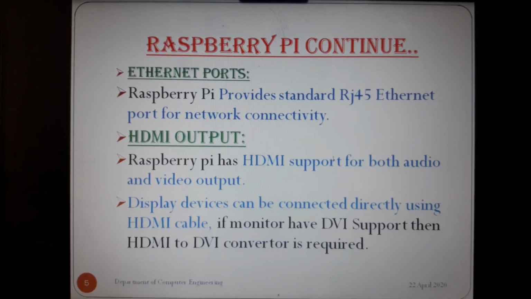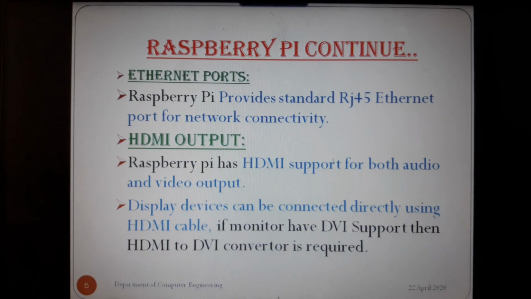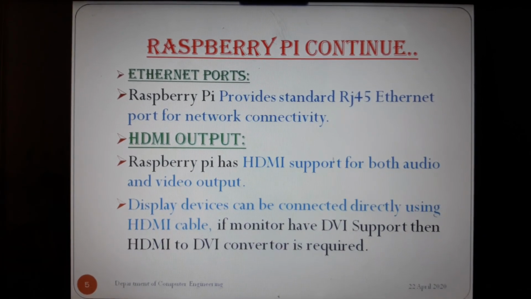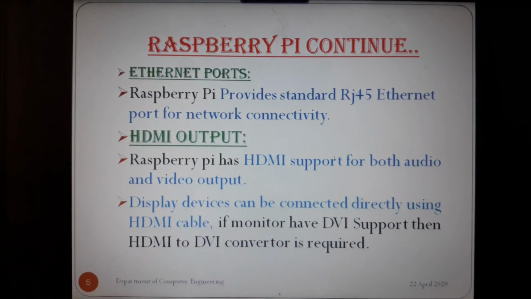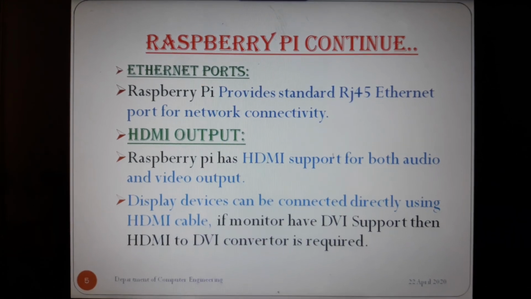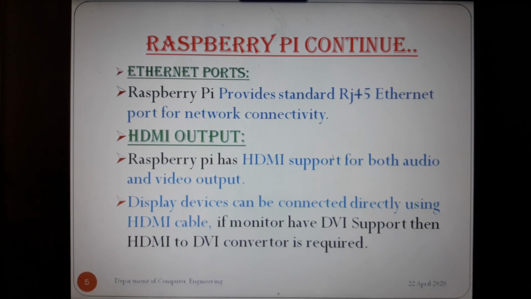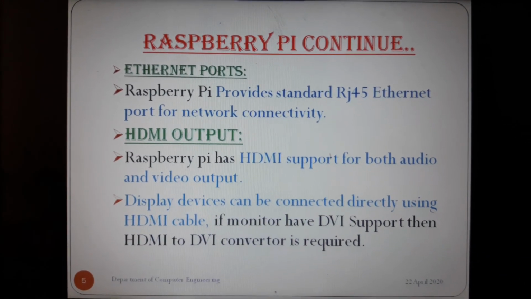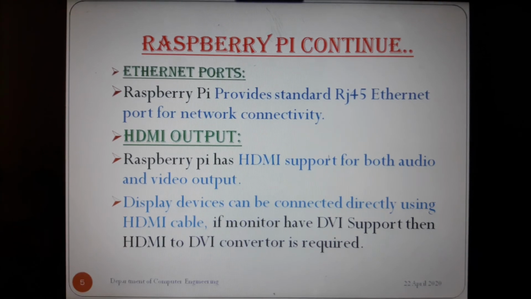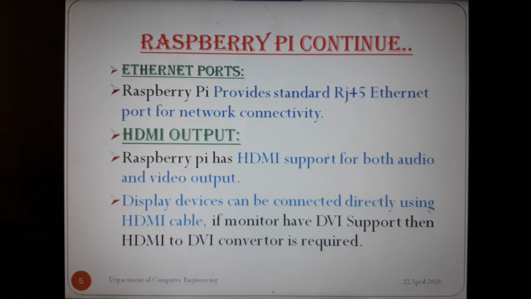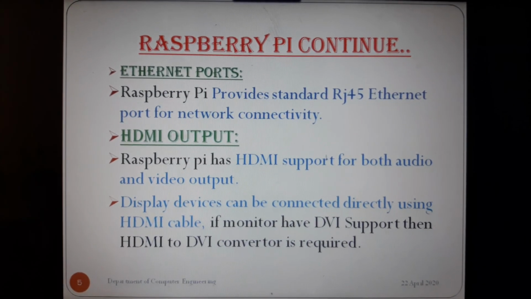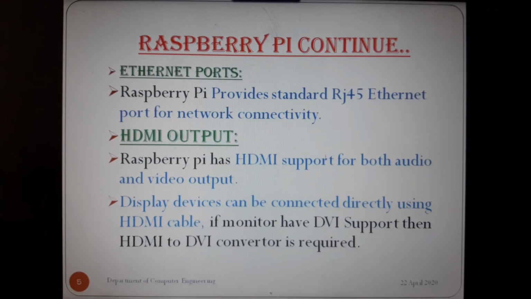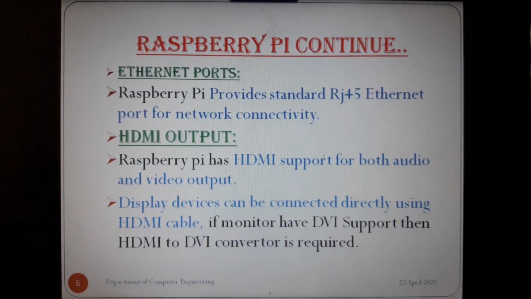Then HDMI port. Raspberry Pi has HDMI support for both audio and video output. If we want to connect Raspberry Pi with a video input output, then we will use the HDMI port. Display devices can be connected directly using an HDMI cable. If the monitor has DVI support, then an HDMI to DVI converter is required.